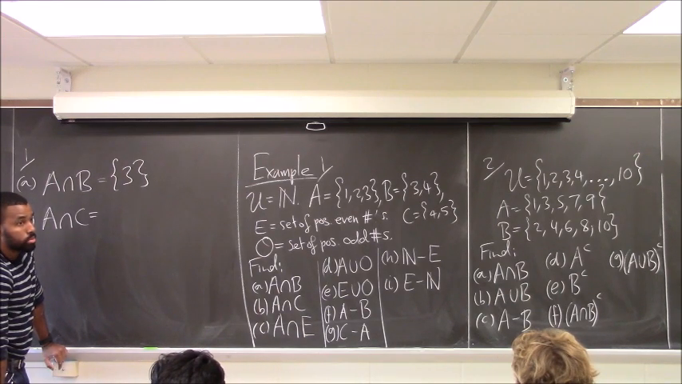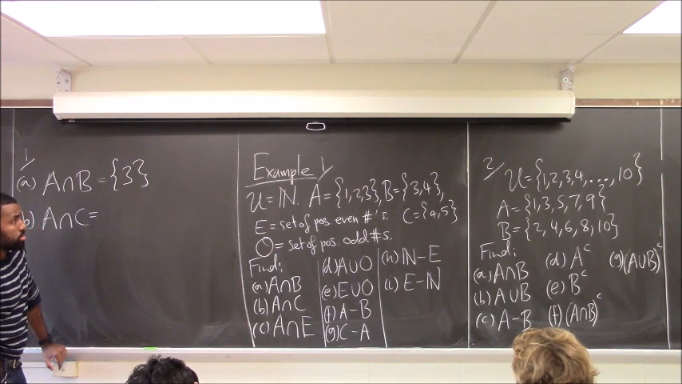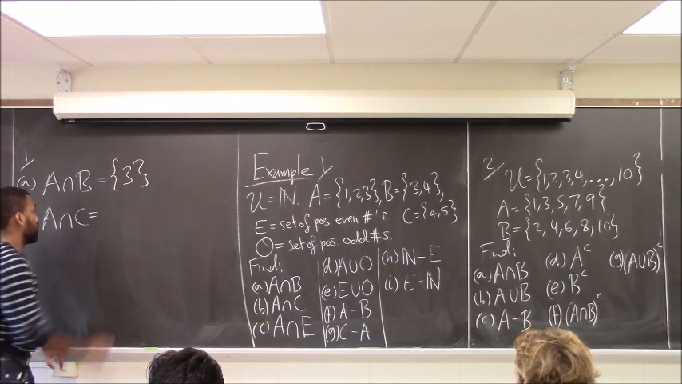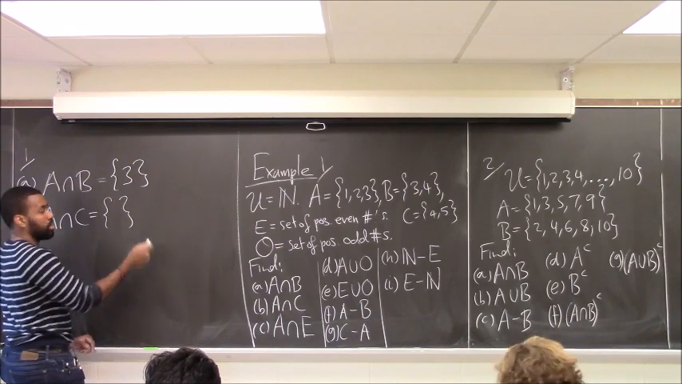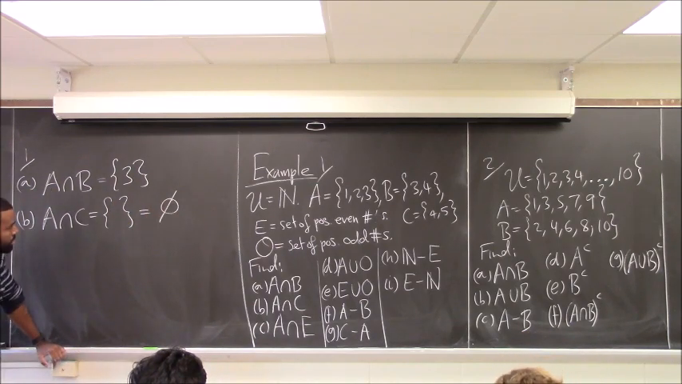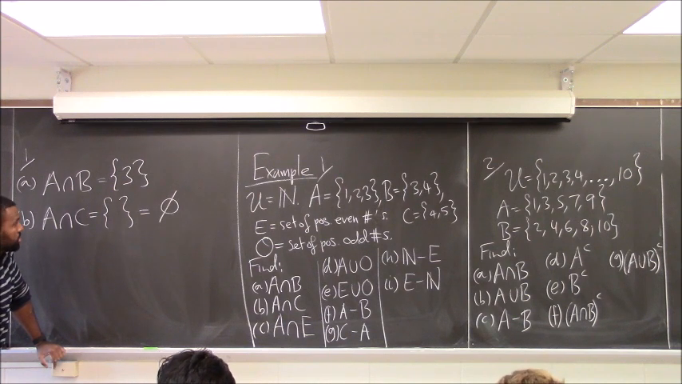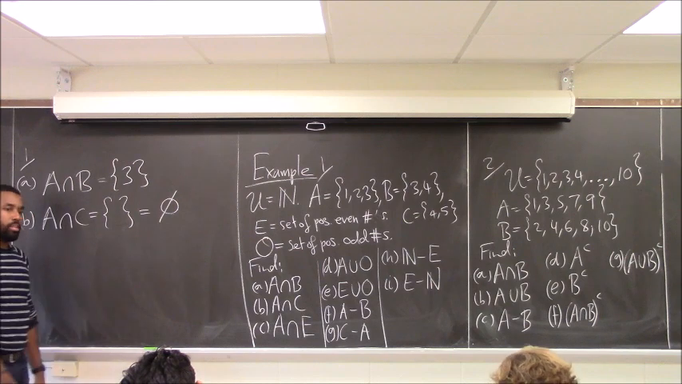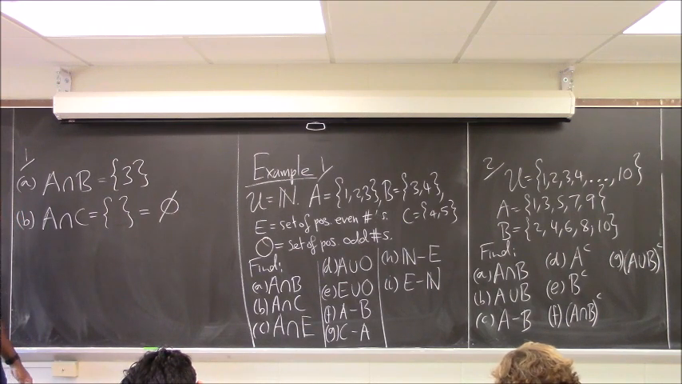A and C? What's in A and C at the same time? Nothing. So this is an empty set. That's one way in which the empty set can show up. There's nothing that's in both at the same time. So I open a set, but I can't put anything in it. So that set needs to remain empty.